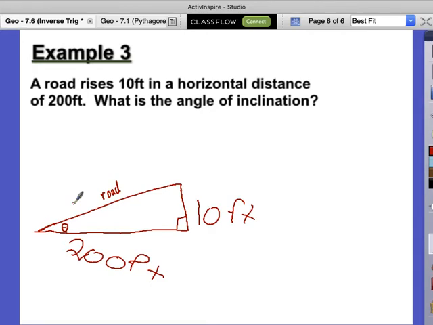Now, I want you guys to set this one up and solve it. It's very similar to number 2. Well, what are you given? It tells you what size you're given. When you have questions, raise your hand.